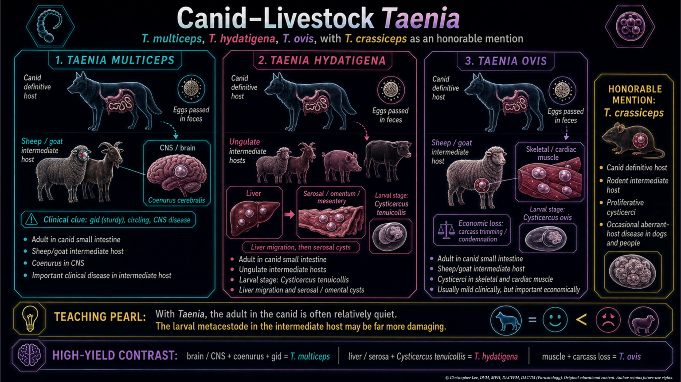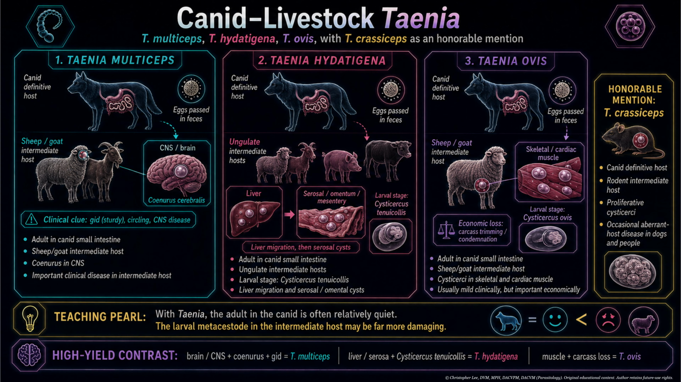Taenia hydatigena uses canids as definitive hosts and a range of ungulates as intermediate hosts. The larval stage is called Cysticercus tenuicollis. After hepatic migration, cysticerci are found on the serosal surfaces such as the omentum or mesentery. Think liver migration, then abdominal serosal cysts.